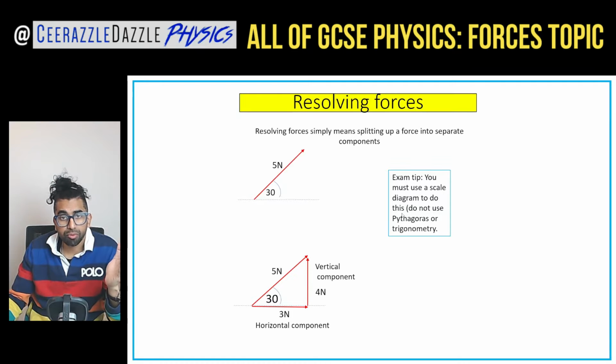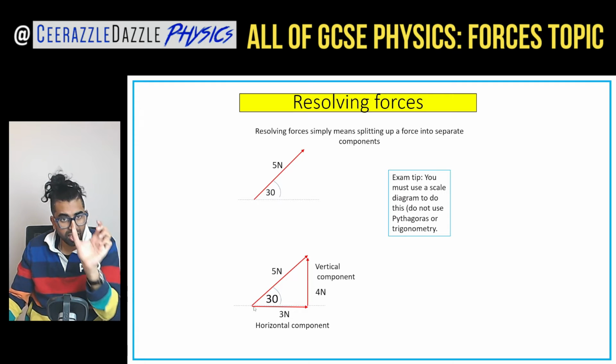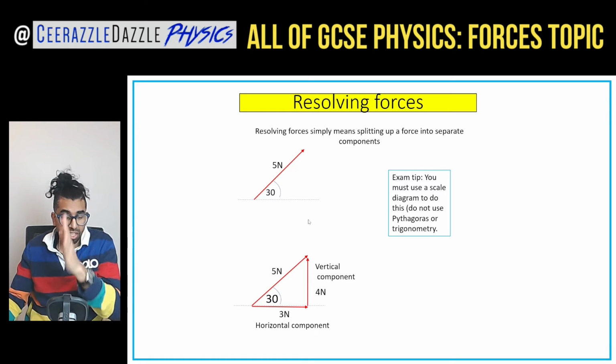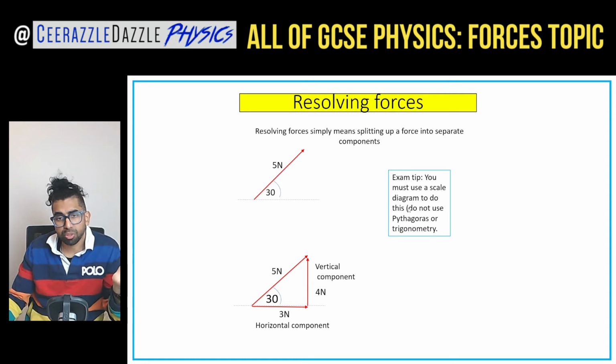Resolving forces. Resolving forces simply means splitting up forces into separate components. So let's say I've got a 5 Newton force over here, and it's drawn to scale, 30 degrees to the horizontal. If you're asked to resolve this, basically that means you're going to split it into horizontal and vertical components. So over here, you're going to use a scale diagram. Don't use trigonometry, just draw a scale diagram. You simply drop a line across and drop a line upwards, and then you measure the length of the line, and using your scale, work out the value of the force. So there we go, we have now resolved this force of 5 newtons vertically and horizontally over here. So don't use Pythagoras or trigonometry when you're doing this, simply use the scale diagram.